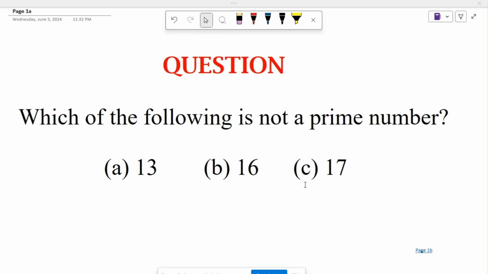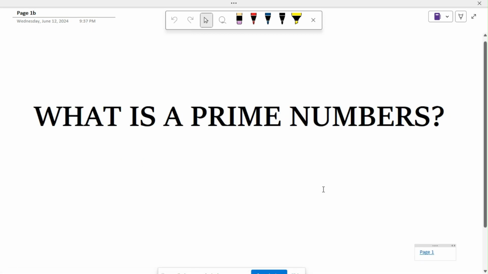We'll be discussing this question that you have on your screen. The question says: which of the following is not a prime number? The numbers we have are 13, 16, and 17. But I think it's proper for us to know what a prime number is first before laying hands on the question. So, let's get what a prime number is.